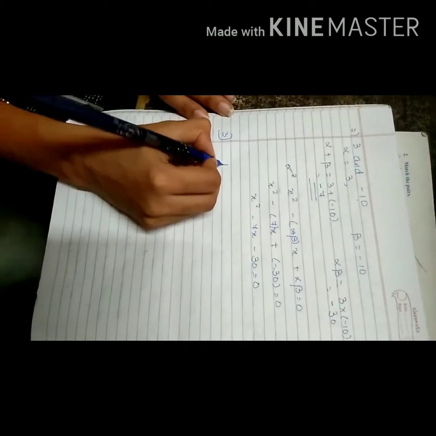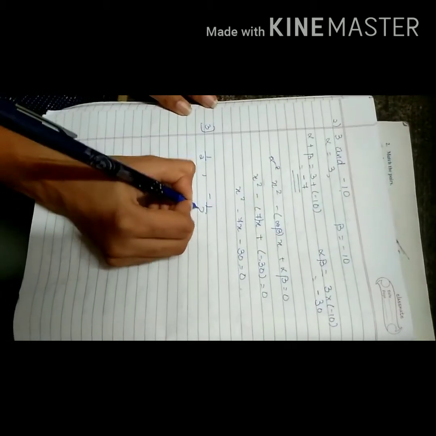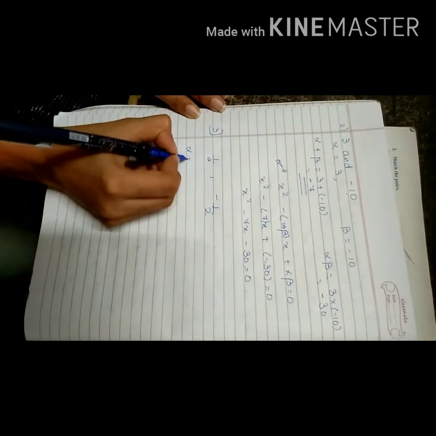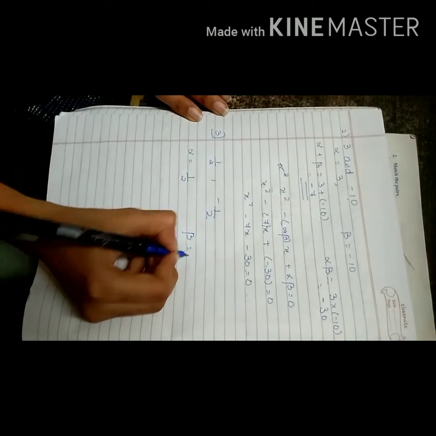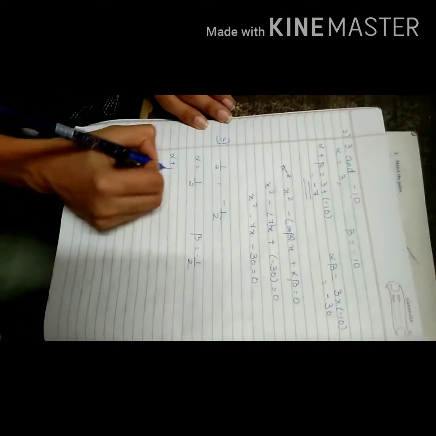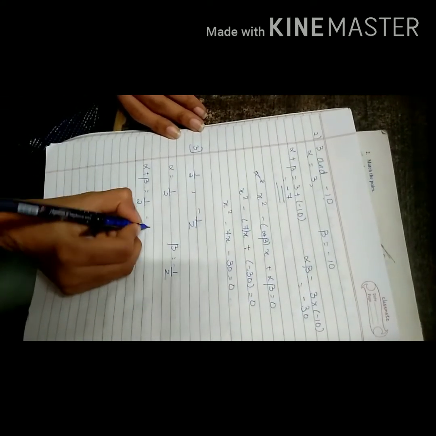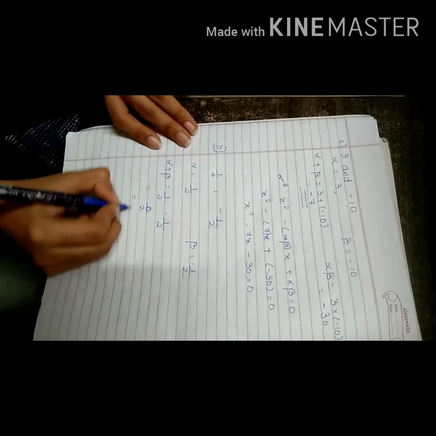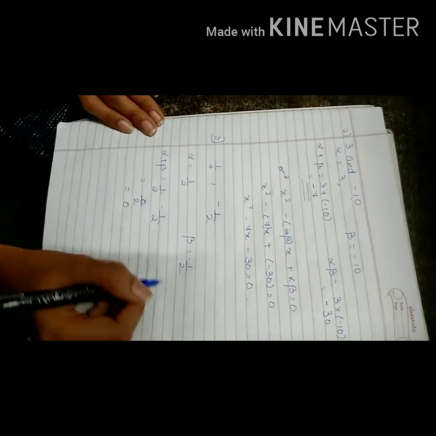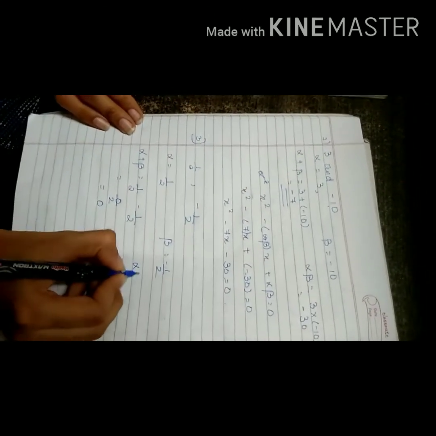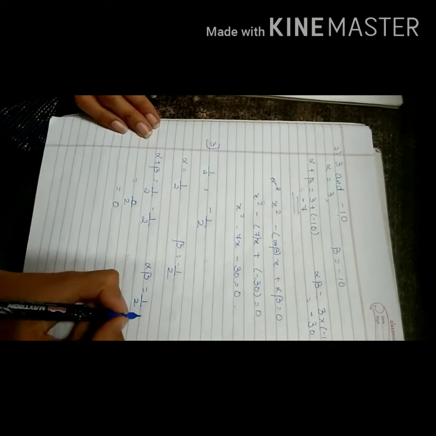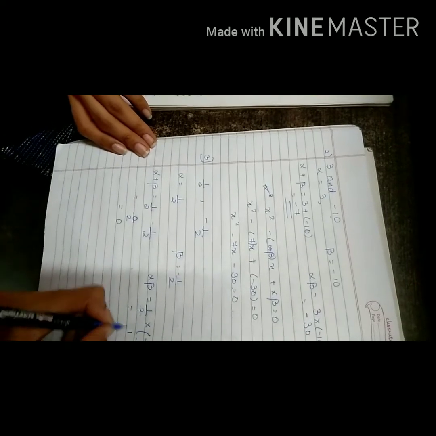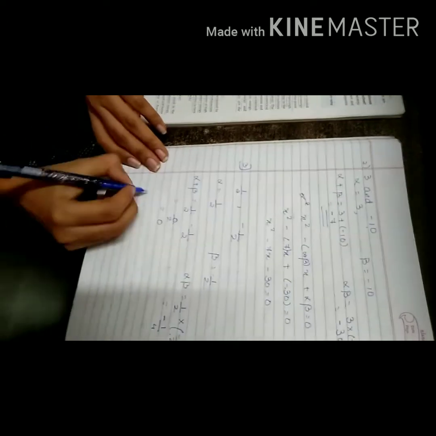Next sum is 1 upon 2 and minus 1 upon 2. Again alpha is half, beta is minus half. First alpha plus beta, that is 1 upon 2 minus 1 upon 2. 1 minus 1 which is equal to 0 upon 2. 0 upon anything is 0. Now alpha into beta, that is 1 upon 2 into minus 1 upon 2. 1 into 1 is 1. 2 2s are 4. But sign over here is minus.